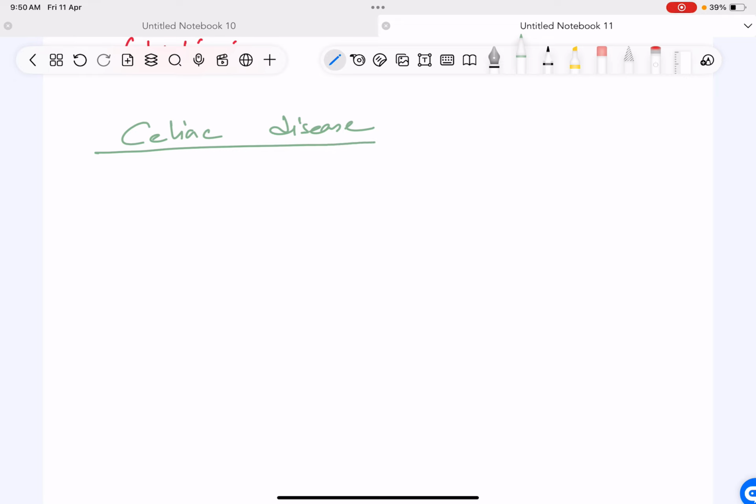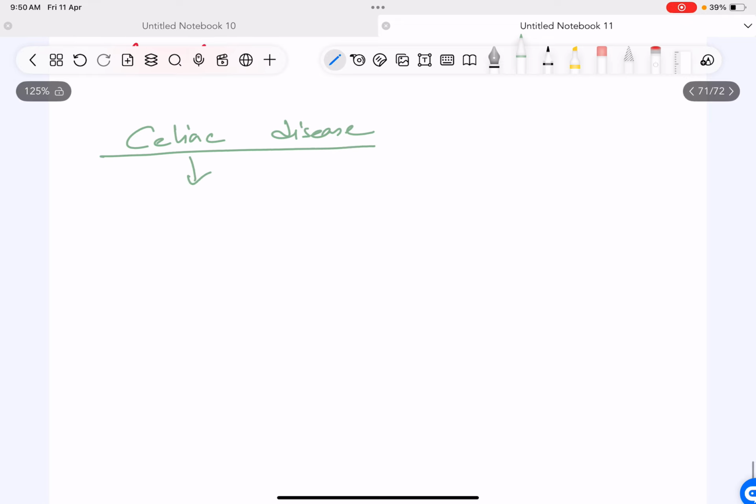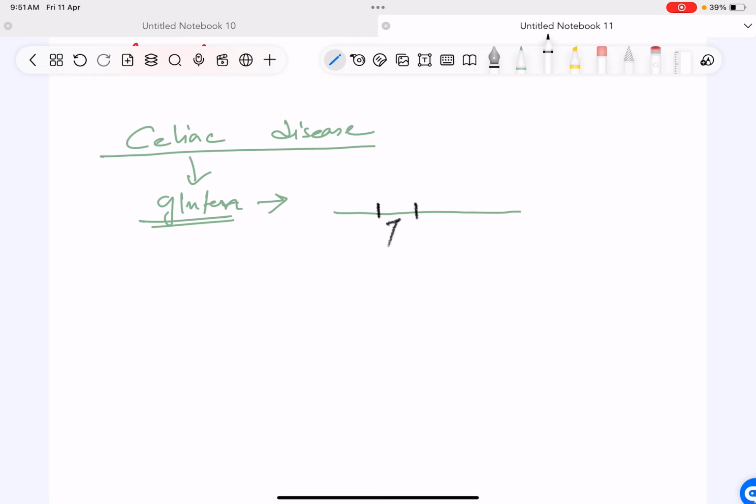What do we know about celiac disease? A few things we know about celiac disease, that it is due to the protein gluten. Inside the gluten there is a small peptide part. So gluten is this long protein, and inside it there is a small peptide part called gliadin, which is the main culprit here. This gliadin is resistant to complete digestion by the enzymes. It is not digested well.